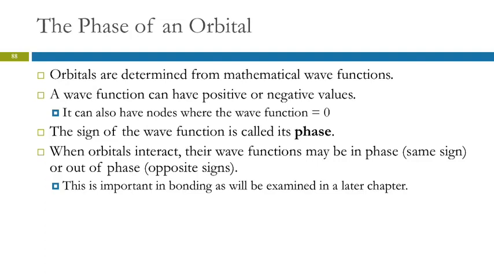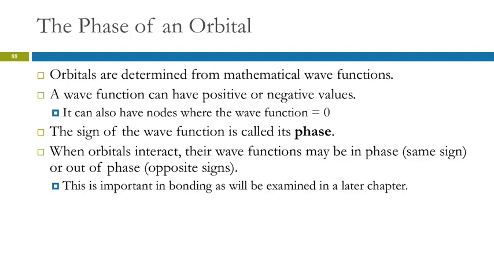So orbitals are determined from mathematical wave functions. We can think of them as standing waves. Waves can have positive or negative values. You think about the string in the standing wave. It goes above the axis and below the axis. So one is positive, one's negative. The sign of a wave function is called its phase.